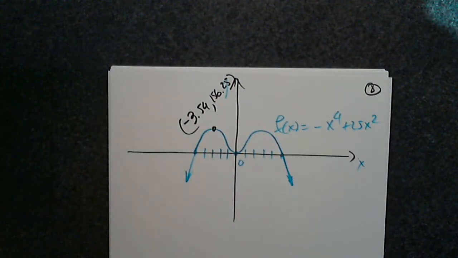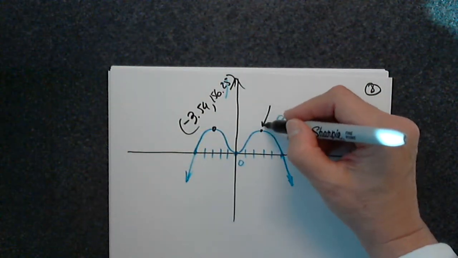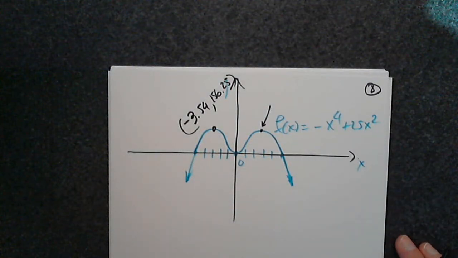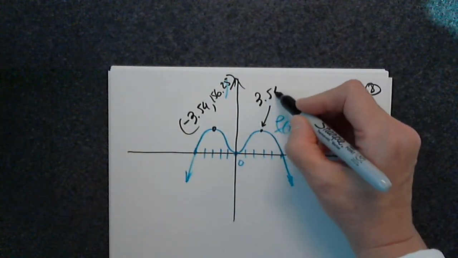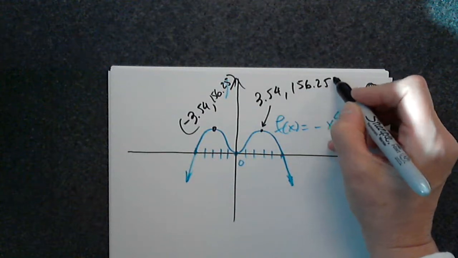So if we have the left maximum at -3.54, comma 156.25, can anyone give us the maximum on the other side? Very good. 156.25.